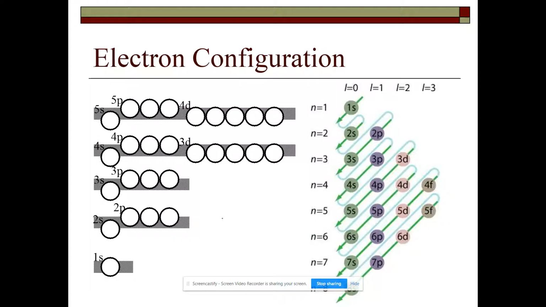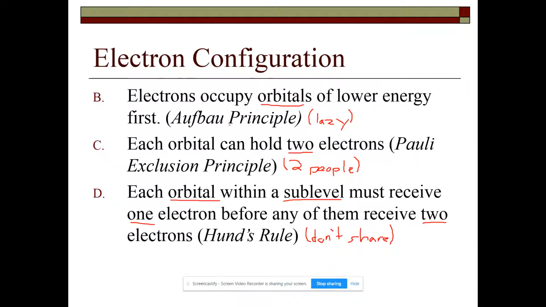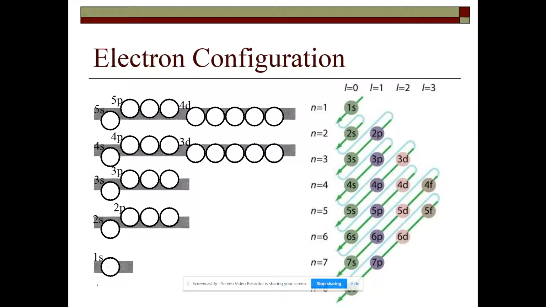Now one thing to take note of, going back to Aufbau's principle, this idea of lower energy levels first. So we have the first shell, second shell, third shell, fourth shell, etc. Those are the floors. But one thing to take note of is that there's a different number of orbitals and different number of possible sublevels within each floor, and they are all at different energy levels.